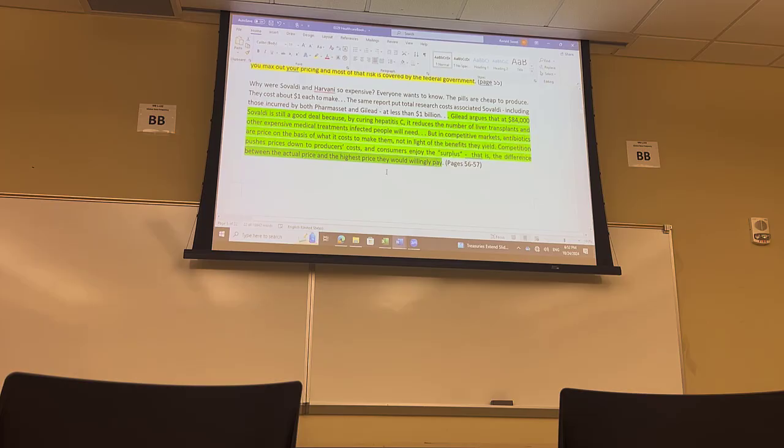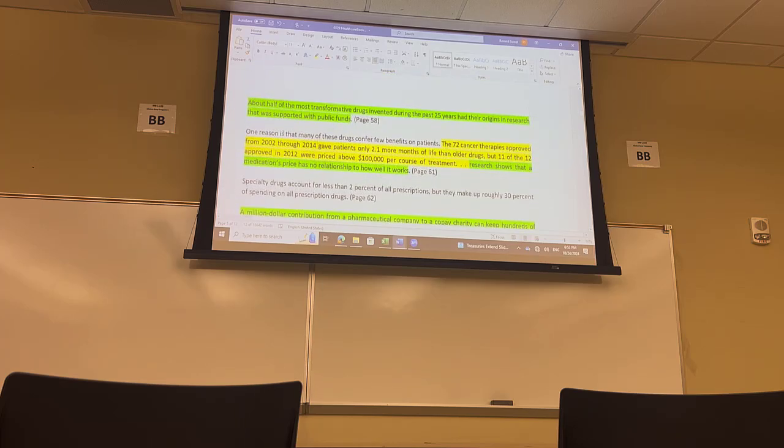So if you argue that you should charge the highest price a consumer would be willing to pay, that's not a capitalist free market system. You want to push costs down because of competition. But that's what the pharmaceutical industry is saying. How much is your life worth? That's how much we should charge you.